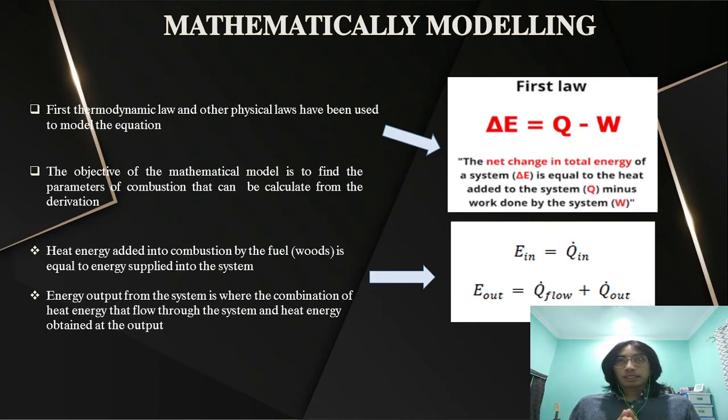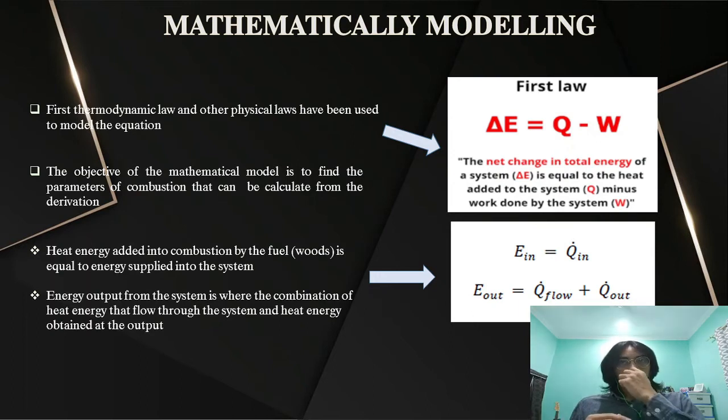In this method, I have used the first law of thermodynamics and other physical laws to model the equation of the combustion. As we know, the first law is that the net change in total energy of a system is equal to the heat added to the system minus the work done by the system. The objective of the mathematical model is to find the parameters of combustion that can be calculated from the derivation. Firstly, I determined the energy out and energy in equations.